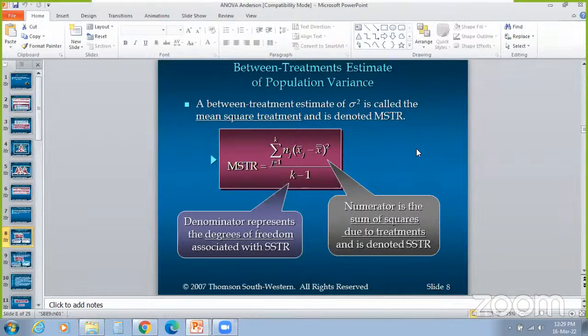Within treatment means within variation, so the salaries of all computer engineers are not the same. There are differences in the salaries of the computer engineers. Any variation within the group is called within treatment variation, or variation within group.